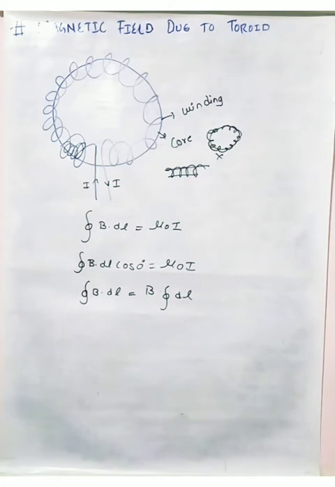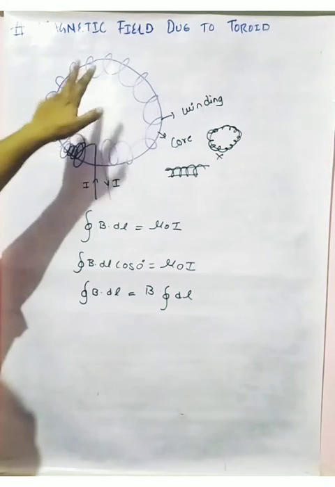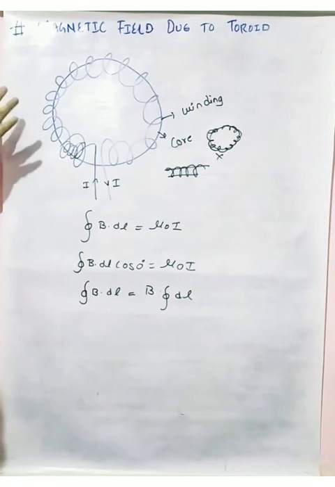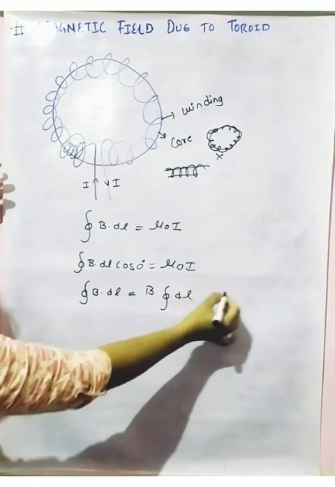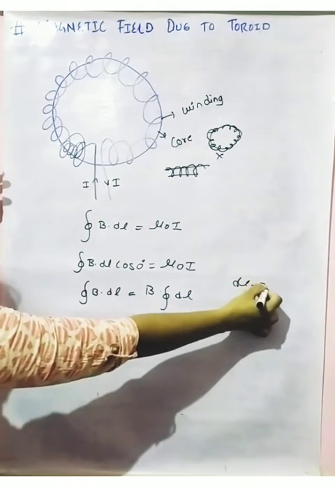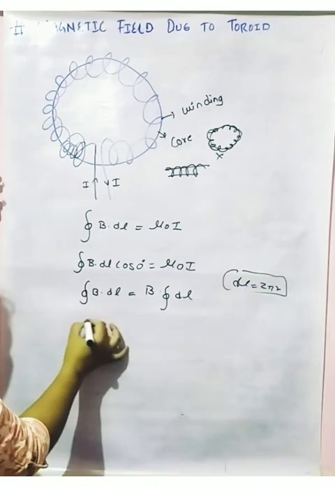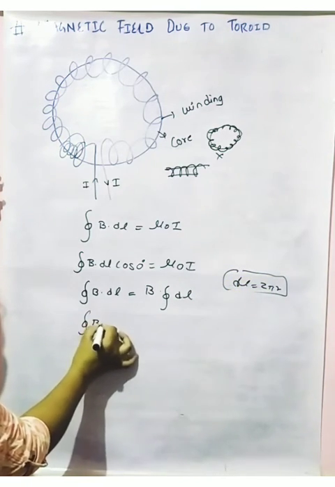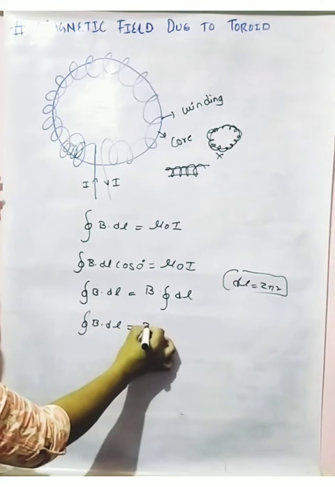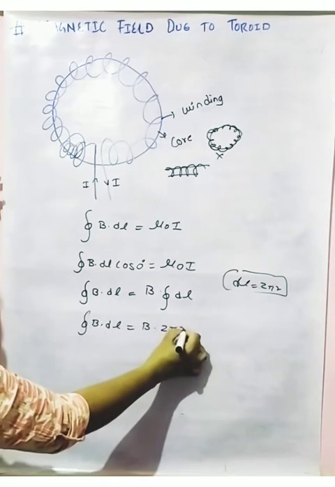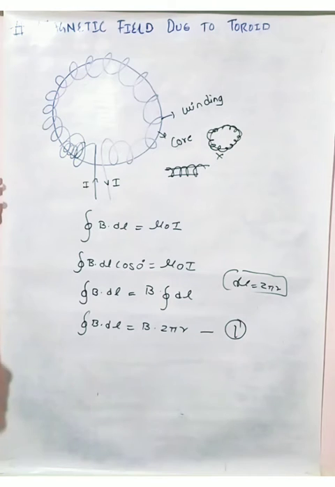Now what is this dl? The integral of dl is nothing but the circumference of this circle. Again, it is a circular coil, so it is 2 pi r. So I can write the closed integral of B dot dl is equal to B into 2 pi r. This I can call my equation 1.